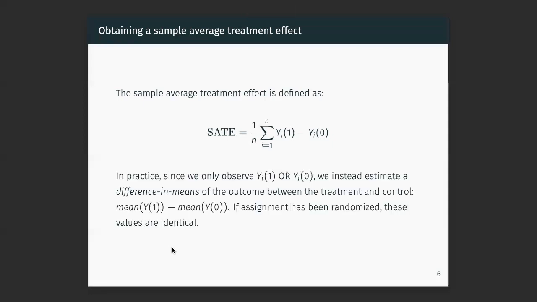Okay, so in practice, since we only observe y_i1 or y_i0, we instead estimate a difference in means of the outcome between the treatment and control, the mean of y1 minus the mean of y0, right? If assignment has been randomized, those values are identical. So we can still write the sample average treatment effect this way, but in practice, we're computing this.